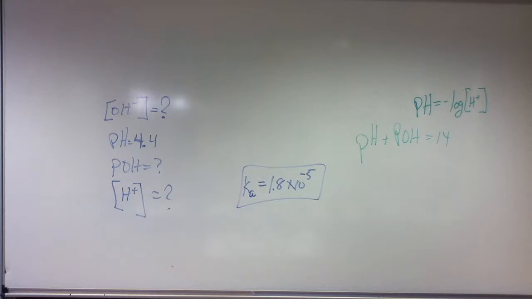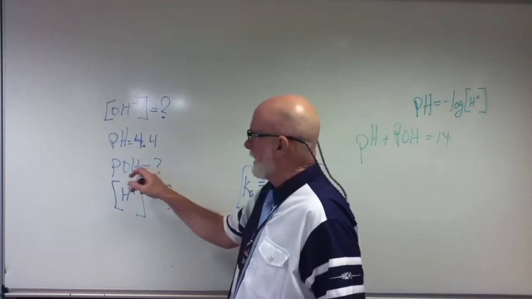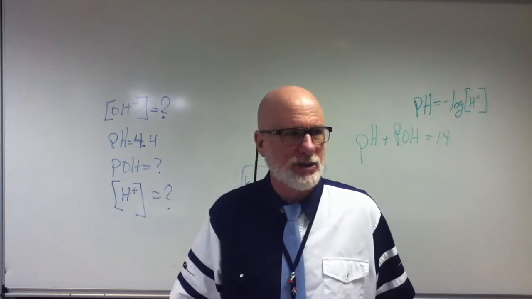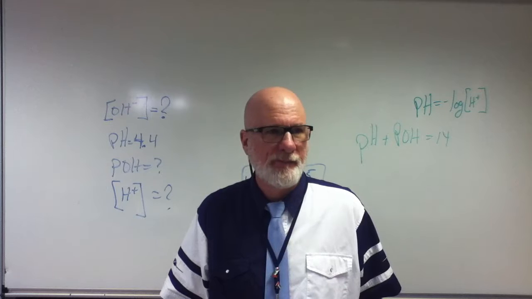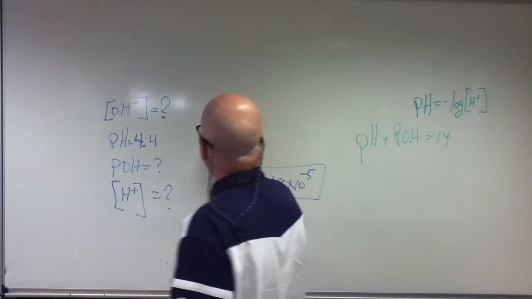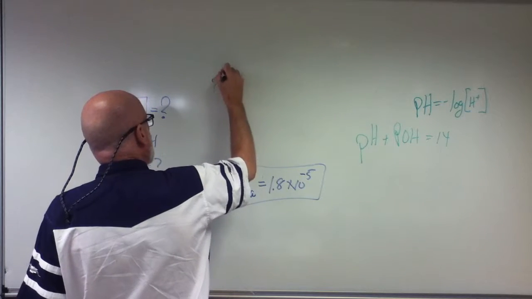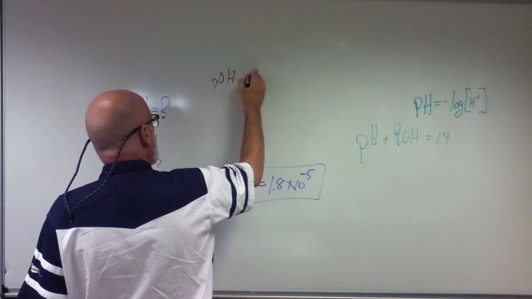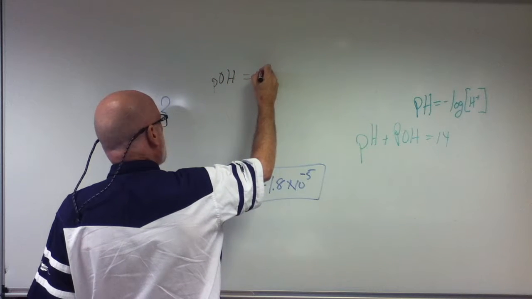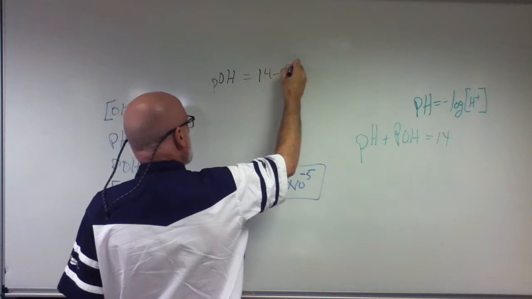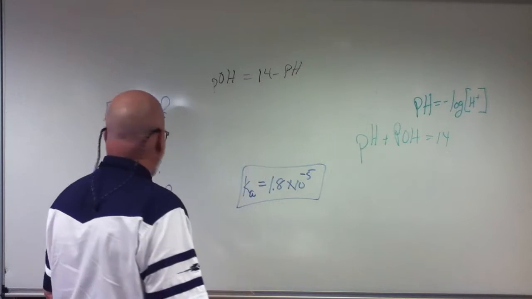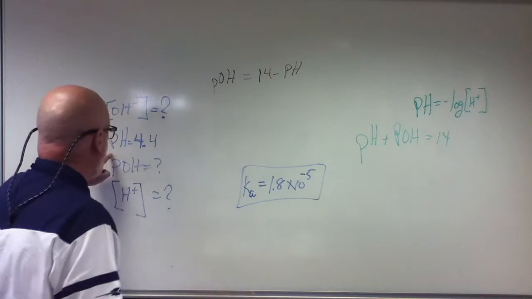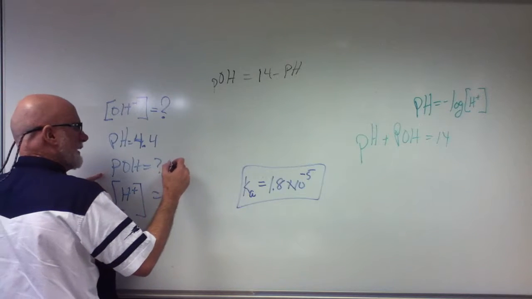Okay, so let's do this. How do I get, first of all, let's do the POH. What's the POH? POH is 9.6. The POH is going to be simply what? POH is going to be equal to 14 minus pH, right? So we have the 4.4 is the pH, the POH is going to be, what is it?